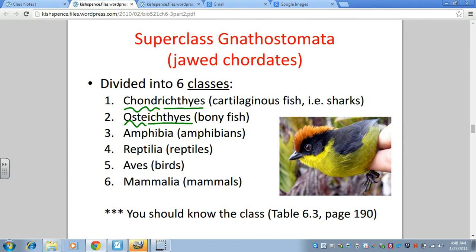Then we have the amphibians, so class Amphibia, class Reptilia, class Aves, and class Mammalia. So again, if you can think of a representative from each group, then you'll remember their features a little better.